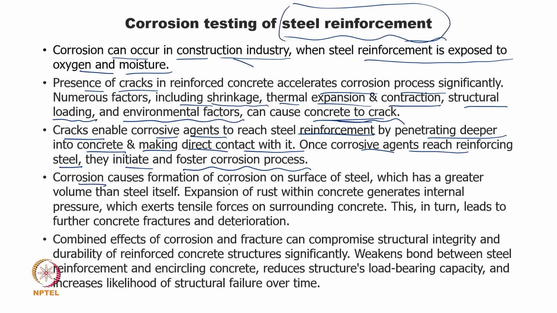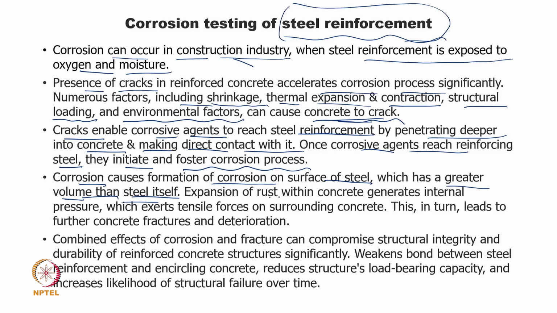Now, corrosion causes the formation of corrosion products on a steel surface which have a greater volume than steel itself. So, this is what I was mentioning: because of corrosion there will be more and more deposition on the surface itself. If there is a wear process available, then the material will be removed, but if there is no wear process available, then only accumulation will happen, and the volume will increase.